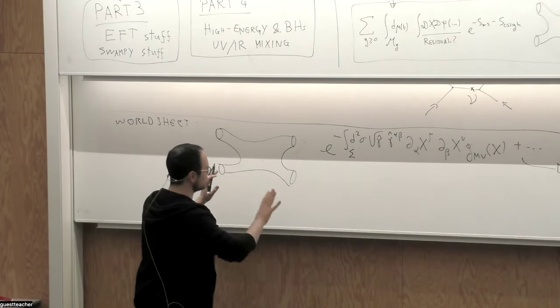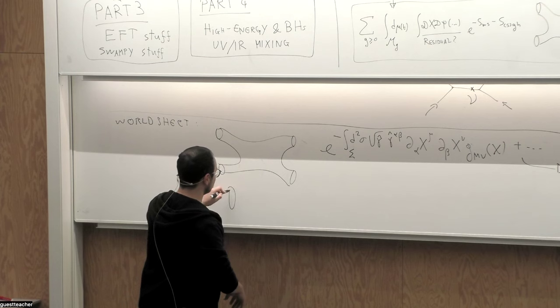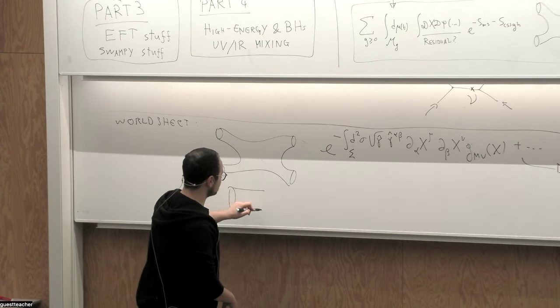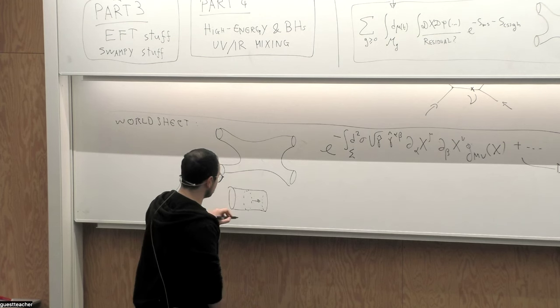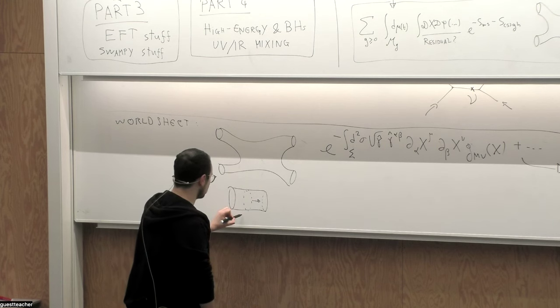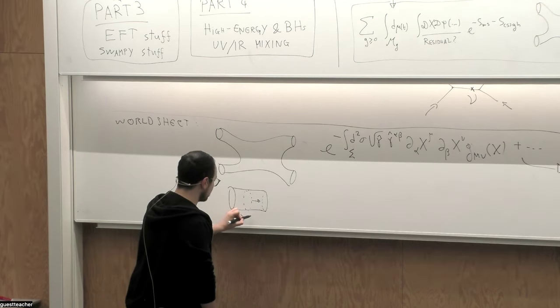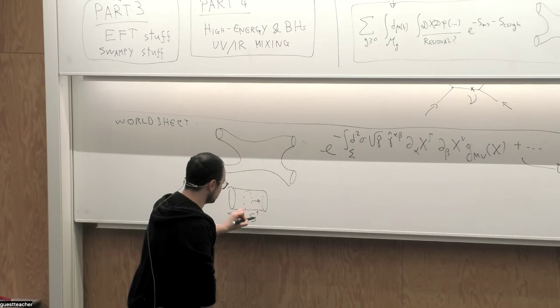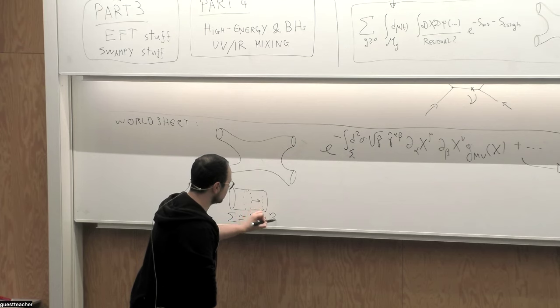So the idea is, you have a worksheet like this. Let's say that we play the simplest scenario just for simplicity, right? We have one string propagating like this. Now this is a cylinder, right? This worksheet has the topology of S1 times R, where R is the time direction.